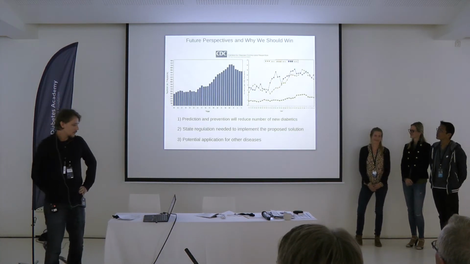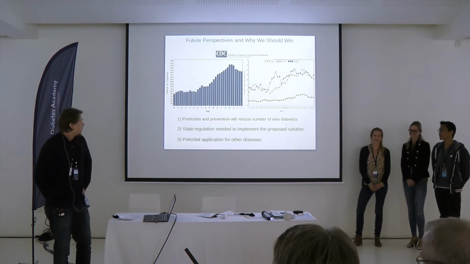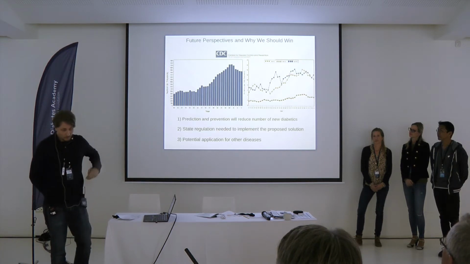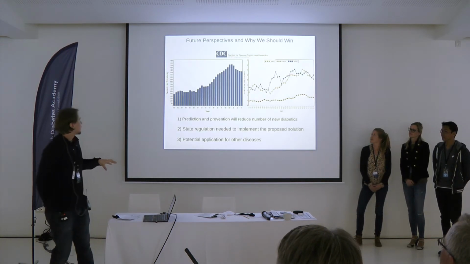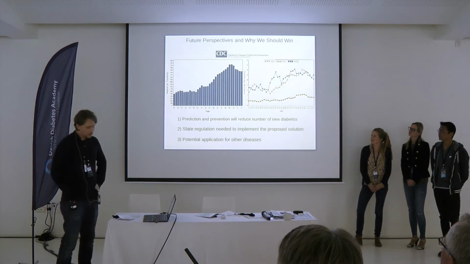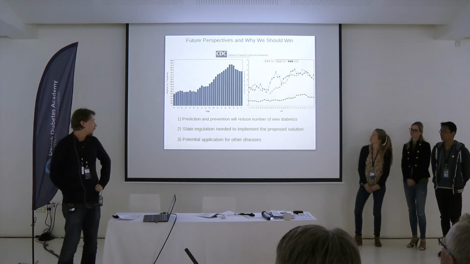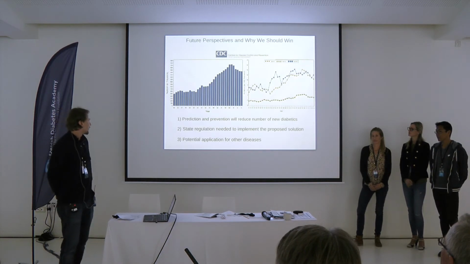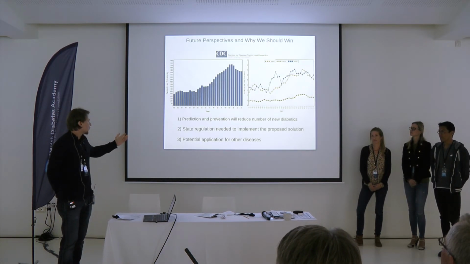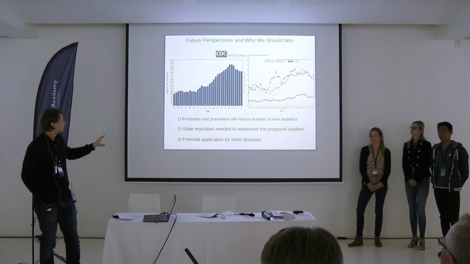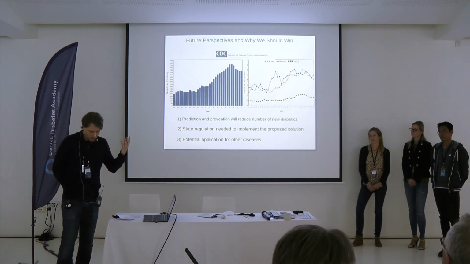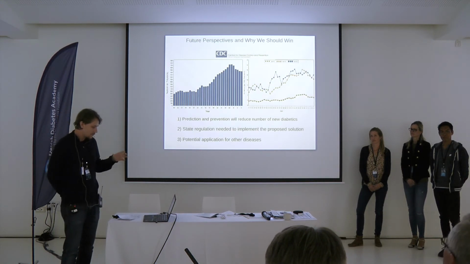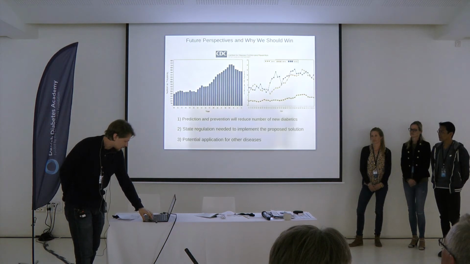Why do we think that our program is promising? Because a similar program has been already implemented on a population scale in the US, and the Centers for Disease Control and Prevention in the US report actually a decrease of incidence of diabetes after the program was implemented. But it needs state regulation, so researchers are not in control. On the other hand, our program has a beneficial effect for other diseases. So it's not only diabetes. It can be applied for other diseases.